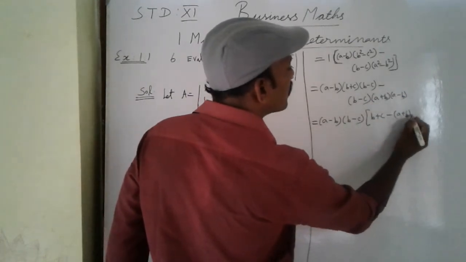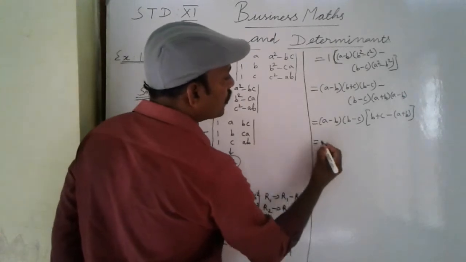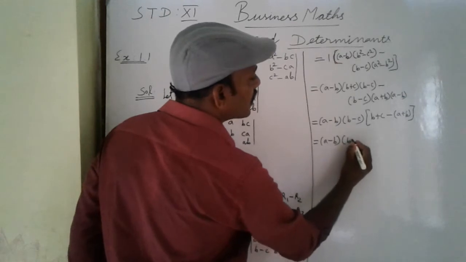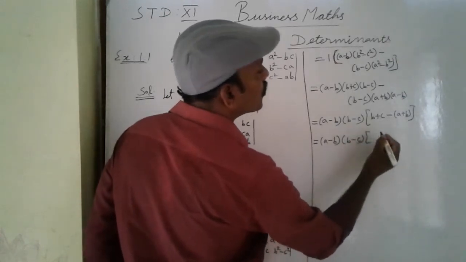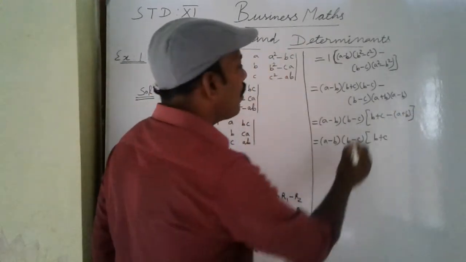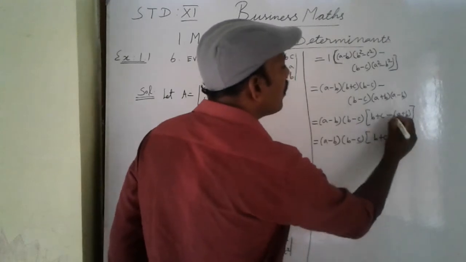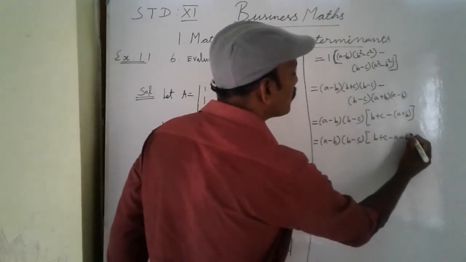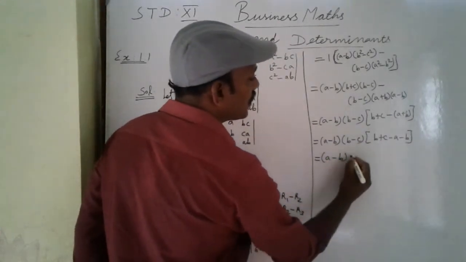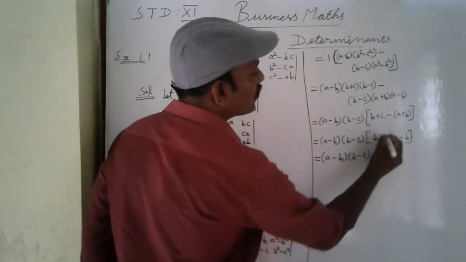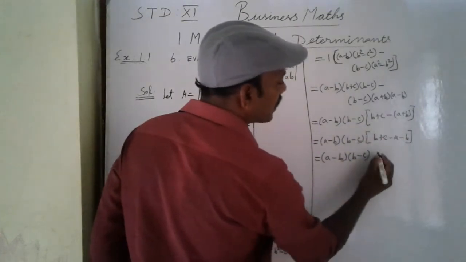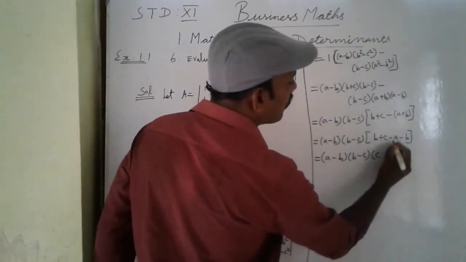The bracket we should write. Equal to a minus b, into b minus c, into b plus c. Minus we should take inside. Minus into a is minus a. Minus into b is minus b. Equal to a minus b, b minus c. Here b minus b is cancelled. b minus b cancelled. What is remaining? c minus a.